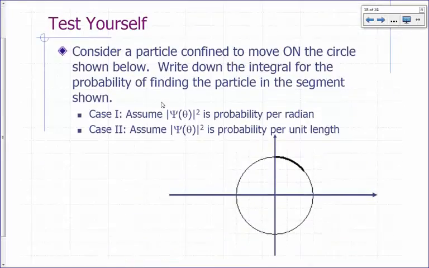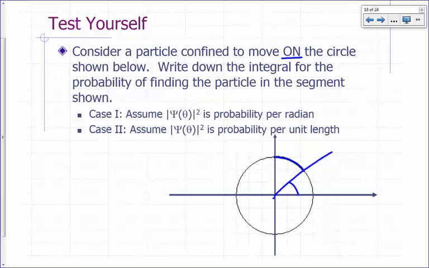Let's take a look at another situation here. What if you have a particle that's confined to move on the circle that's shown below? So this is this segment right here. What's the probability of finding it in that particular segment? Now, in cases like this, it's more convenient to express psi as a function of theta. You can think of theta as the angle that you make with the x-axis.